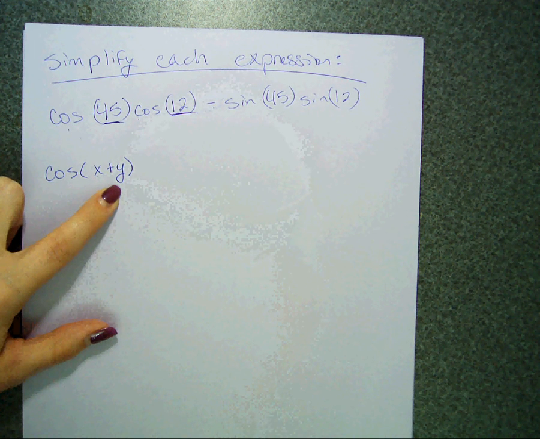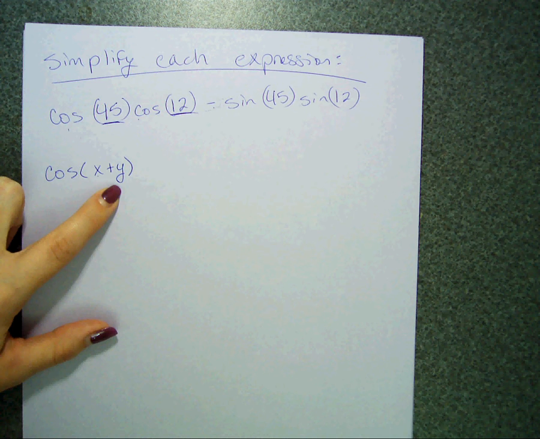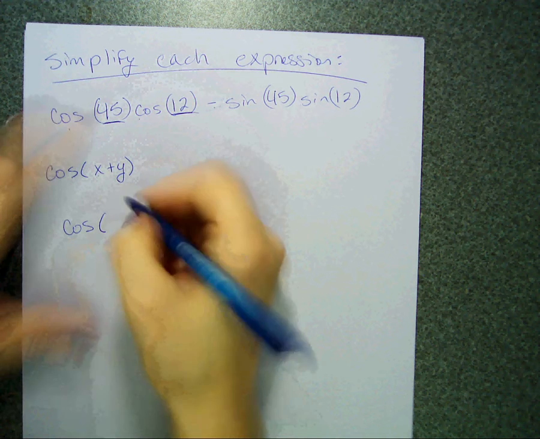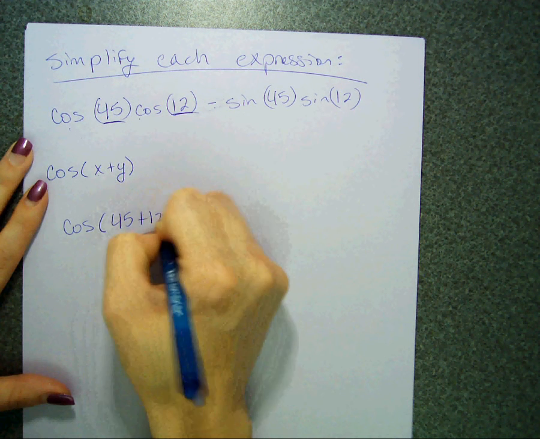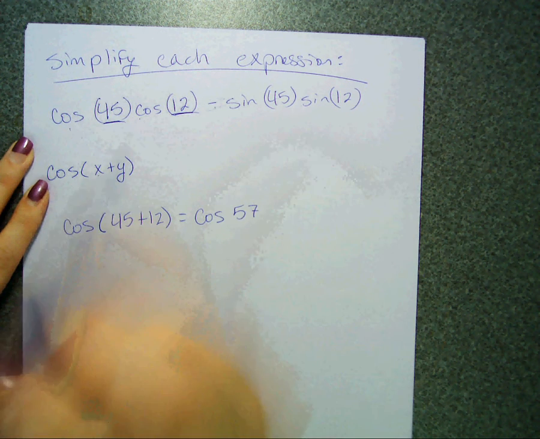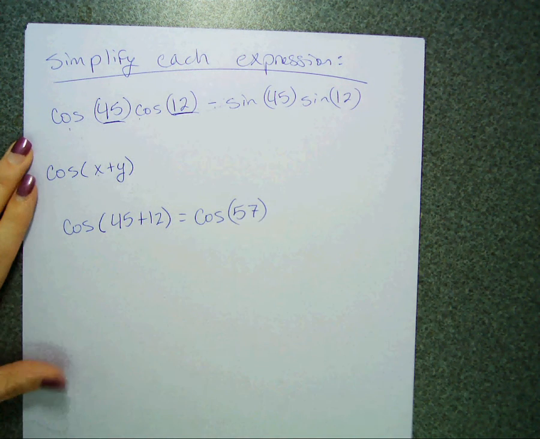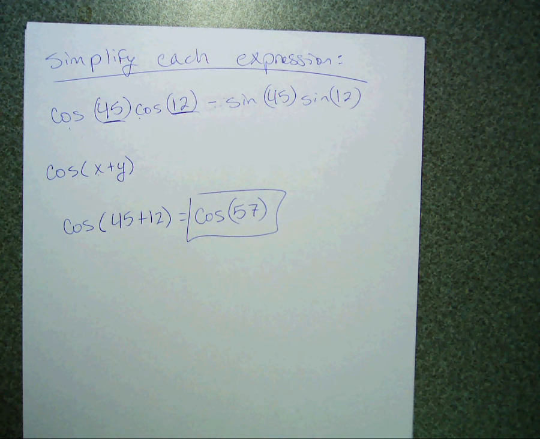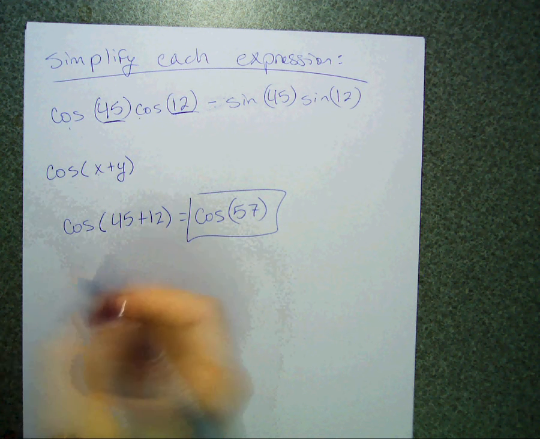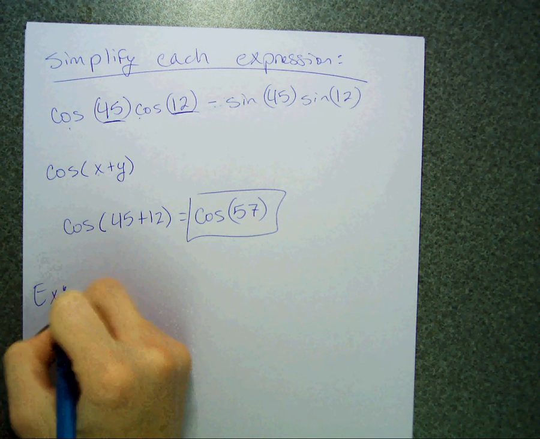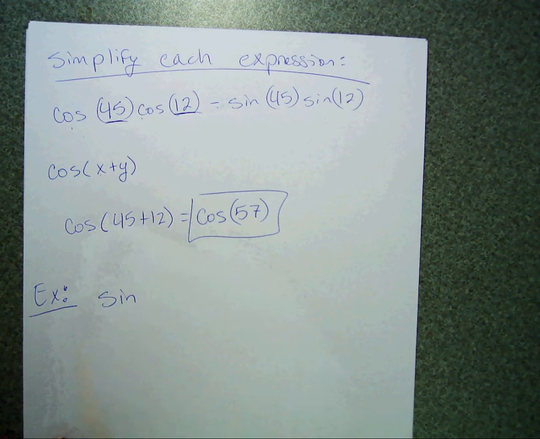So if I just want to simplify this expression, then it's just cosine of 45 plus 12, which is cosine of 57. Whatever that may be. But there we go. I just condensed it back together. This is cosine of 57. So let's do another one.